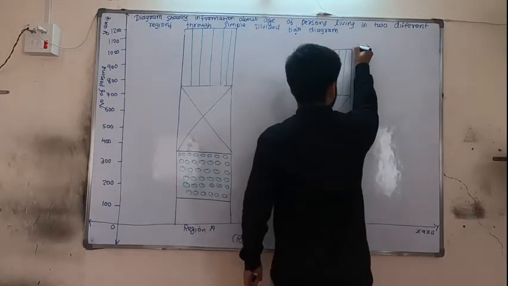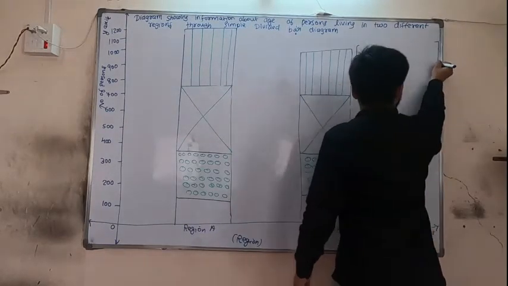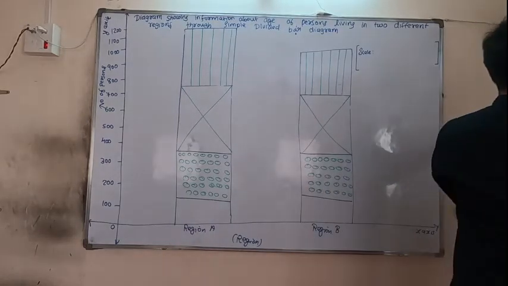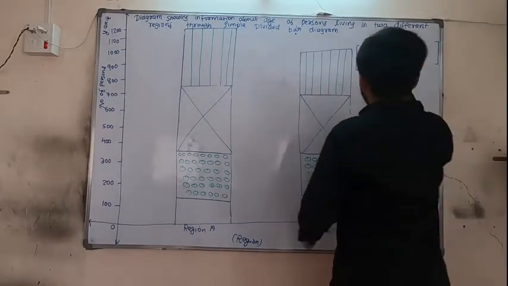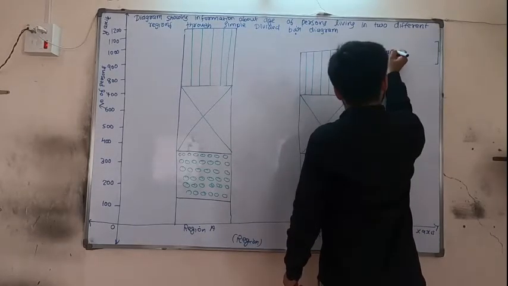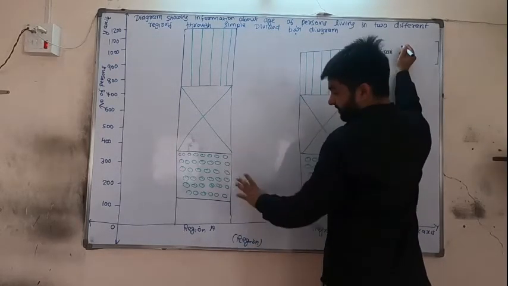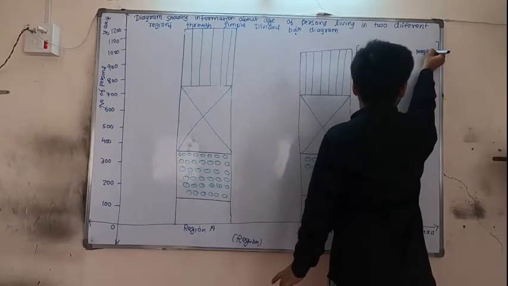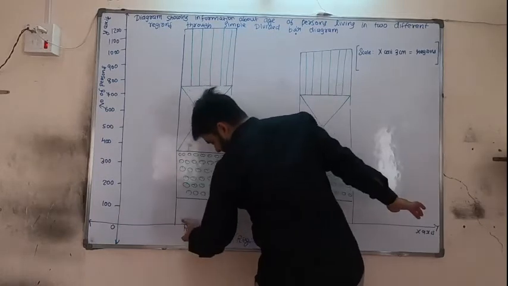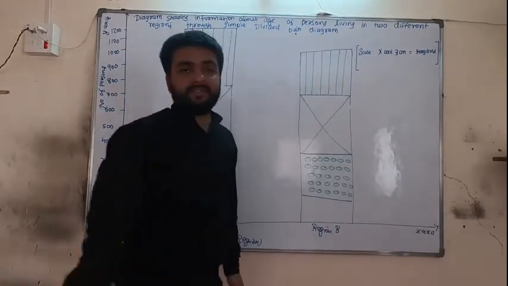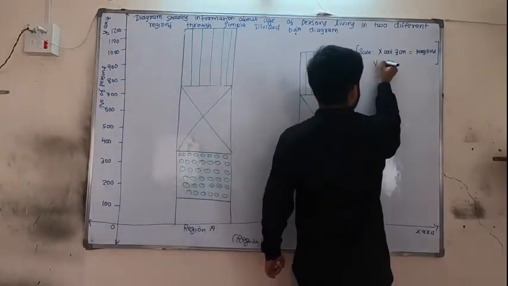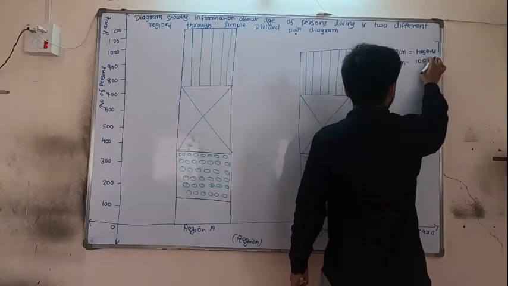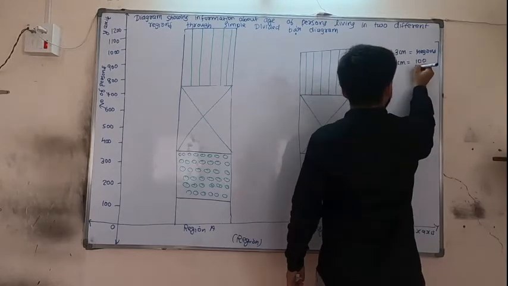Then we need the scale. X-axis: now not 1 centimeter, it is 3 centimeter. 3 centimeter is equal to regions. Here also 3 centimeter is equal to regions. Y-axis: 1 centimeter is equal to 100 persons.